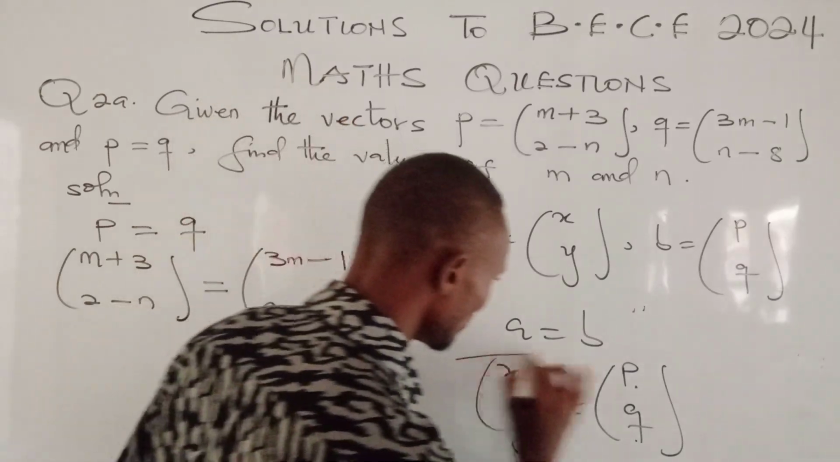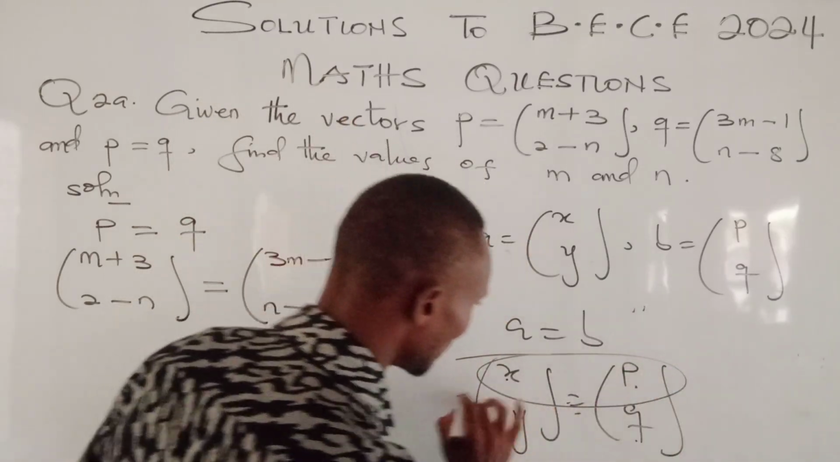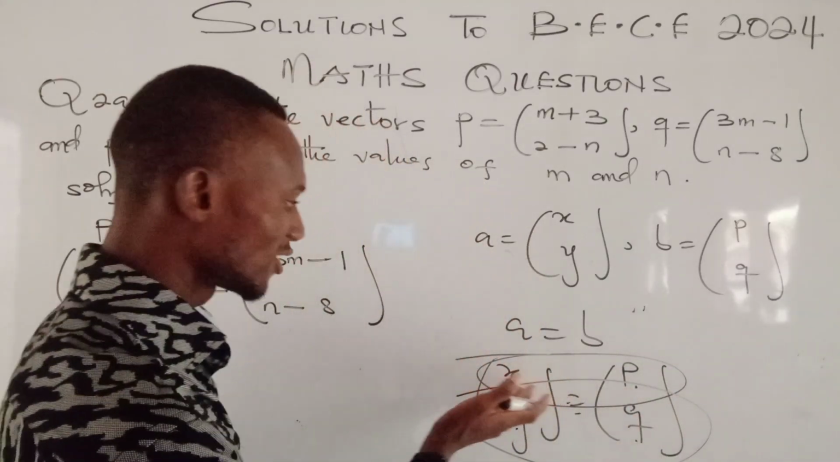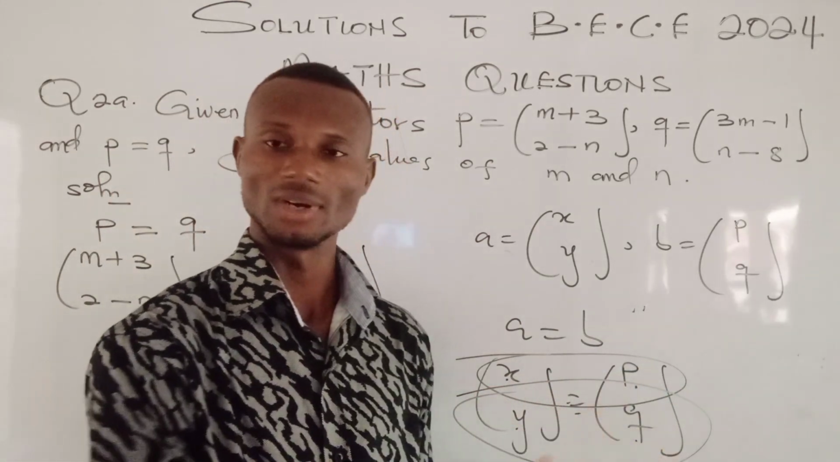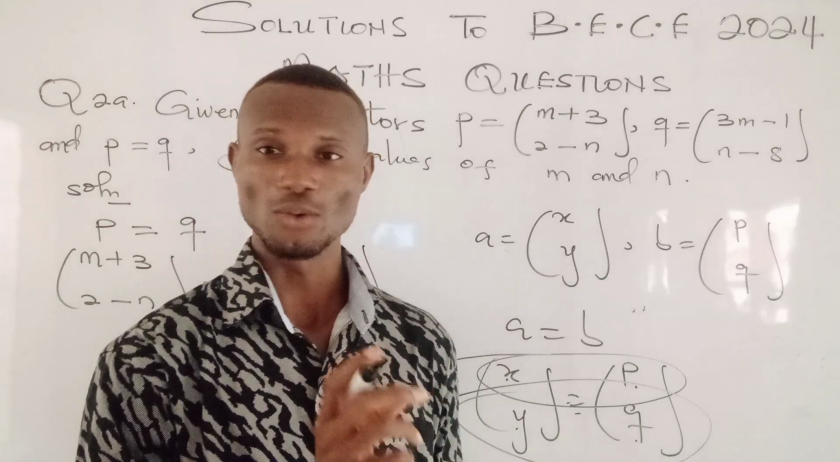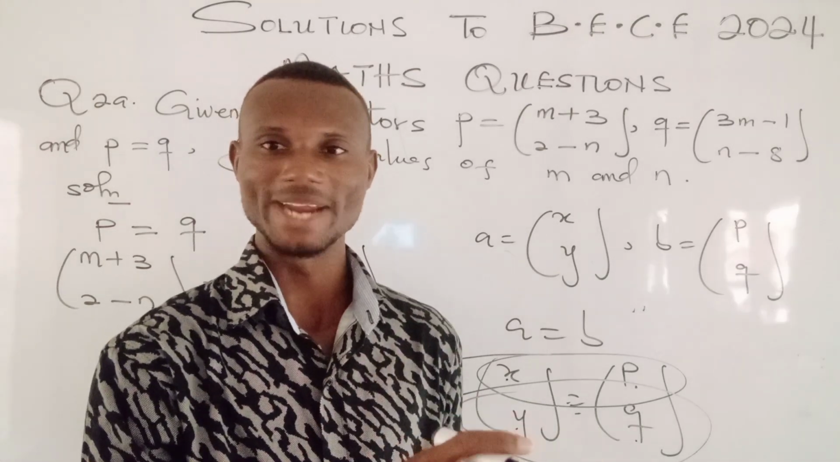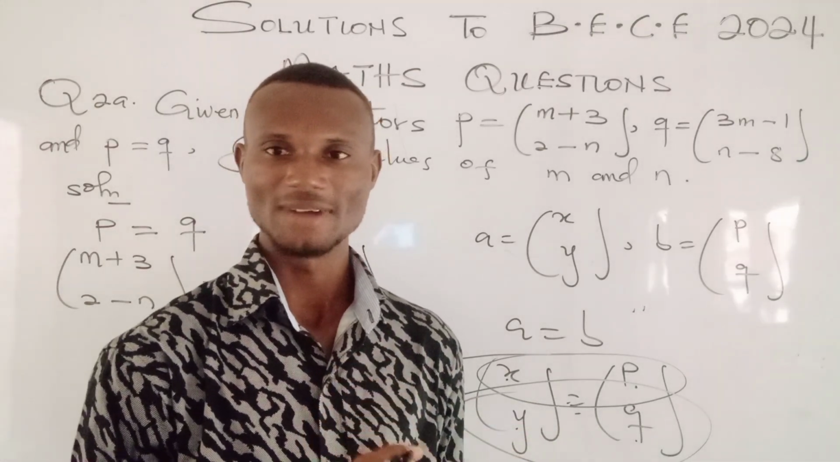Okay, so we are going to equate corresponding components. My S will be equal to P and my Y will be equal to Q. That's how you handle equality of vectors. I hope the understanding is clear enough up to this point.